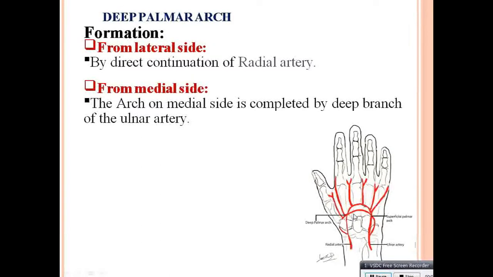So the deep palmar arch, from the lateral side, is a direct continuation of the radial artery. From the medial side, the arch is completed by the deep palmar branch of ulnar artery. The main ulnar artery forms the superficial palmar arch, joining with the superficial palmar branch of radial artery, whereas the main radial artery forms the deep palmar arch joining with the deep palmar branch of ulnar artery.